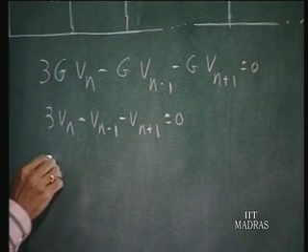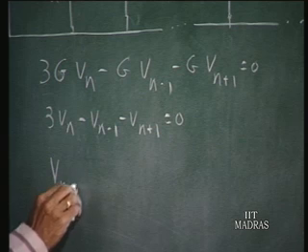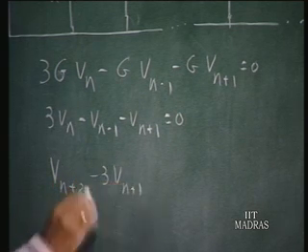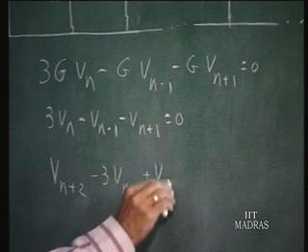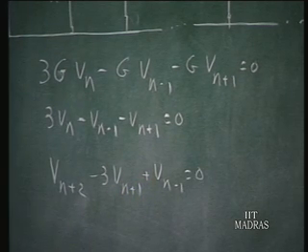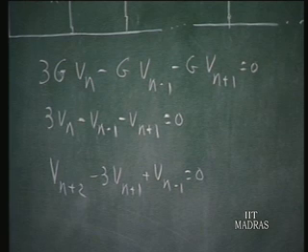by 1, we can write this as Vn plus 2 minus 3Vn plus 1 plus Vn minus 1 equals 0. So this is the complete homogeneous equation. There is no forcing function, and this is the difference equation.